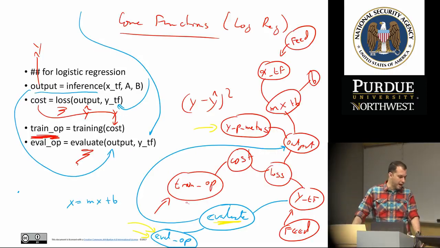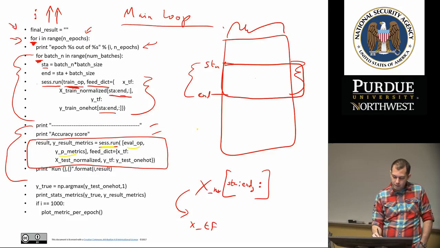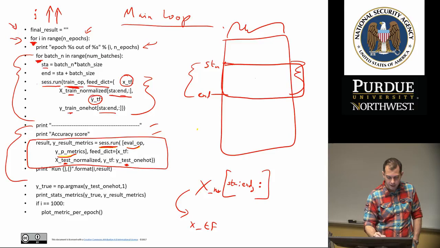And so with the session now, we've added those nodes which allow us to execute additional parts of the computational graph. So now in summary, it should be more clear. Session run calls eval op and YP metrics, those two nodes. We provide in the feed dictionary X test normalized to XTF and Y test one hot. Remember, this is test now, not to be confused with train. So these are train, these are test, one hot, and they're just assigned to the same placeholders though. Notice that the placeholder is XTF and YTF, and here the placeholders are still XTF and still YTF.